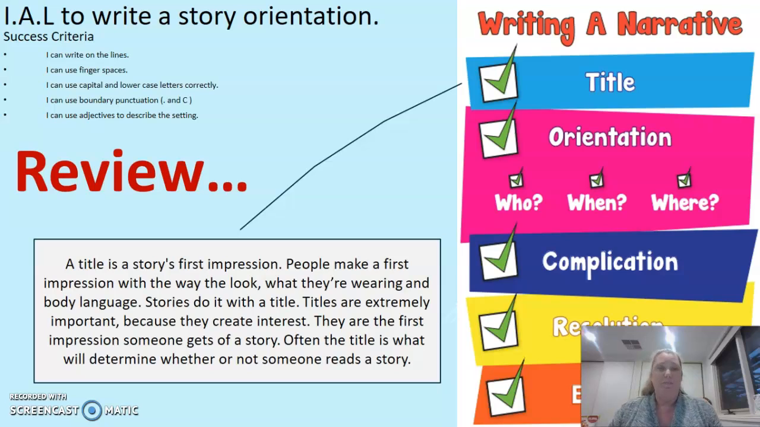Let's review. All stories, all narratives, need a title. The title is the first impression of the story, and it helps the reader to choose whether they would like to read the story because it sounds interesting, or perhaps that's not the story for them. So to make sure that you have a great story that lots of people would like to read, you really need to think about an exciting title.